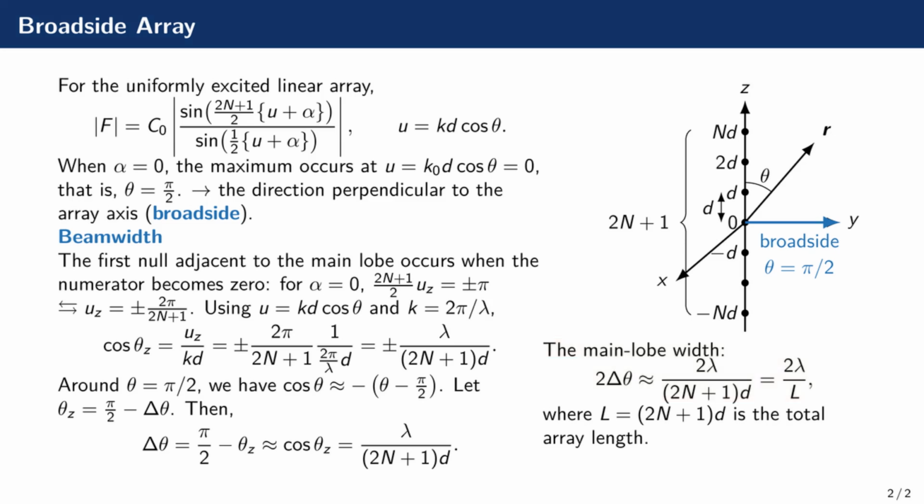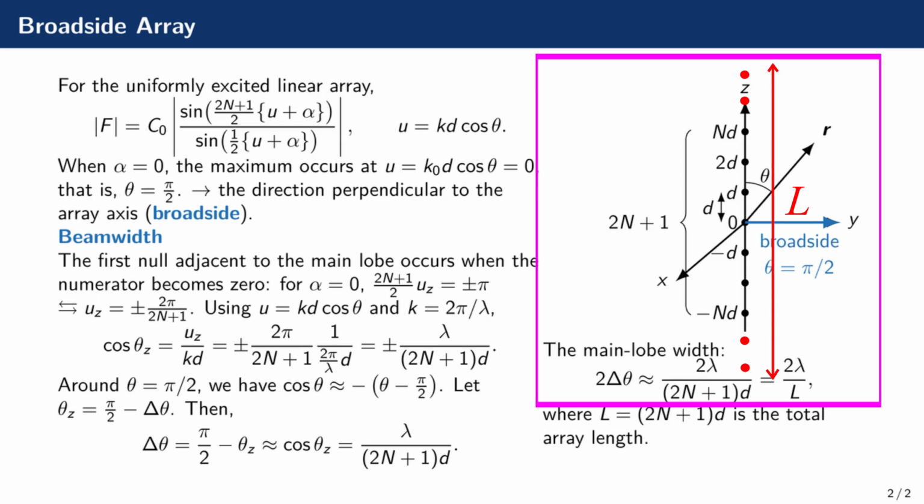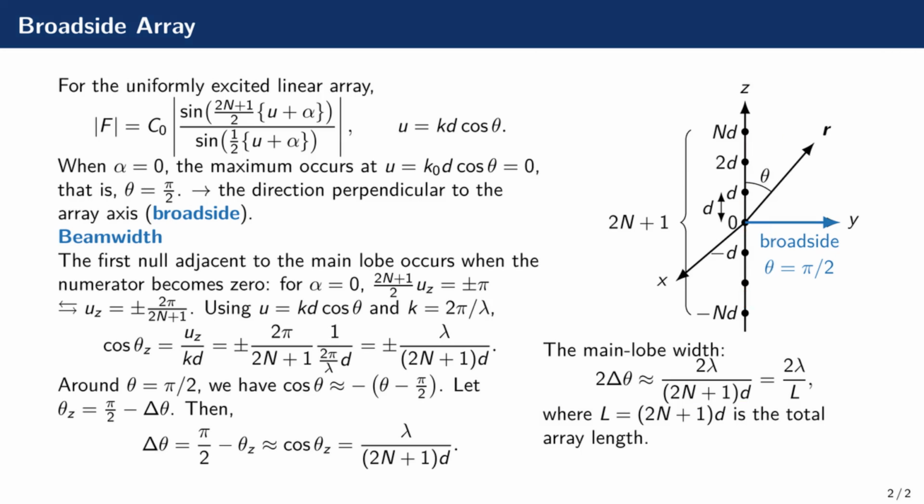If we increase the number of elements while keeping the spacing the same, the total length becomes larger and the beam becomes narrower. However, if we simply pack more elements into the same total length by reducing the spacing d, the beamwidth does not become narrower. In other words, what matters is not only the number of elements, but the overall length of the array.